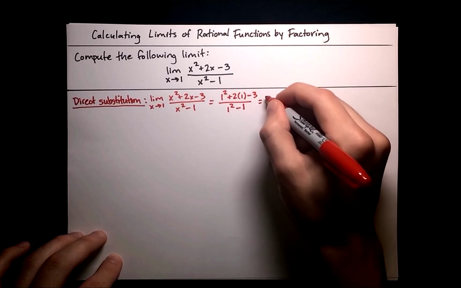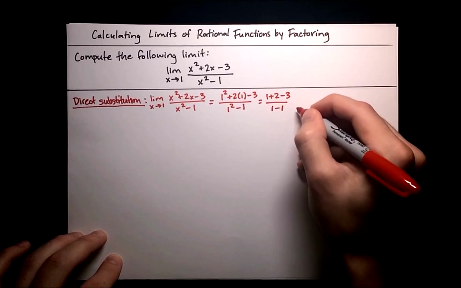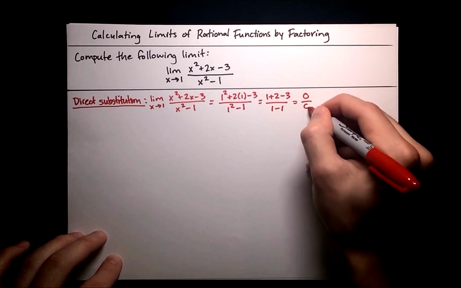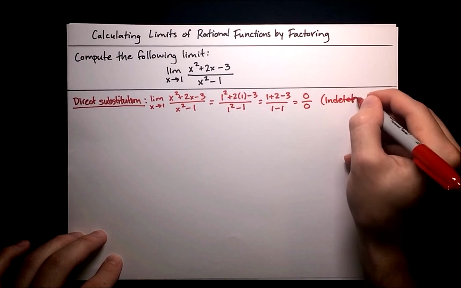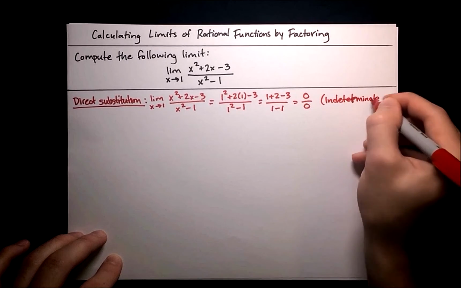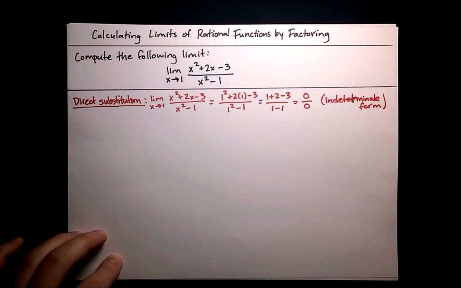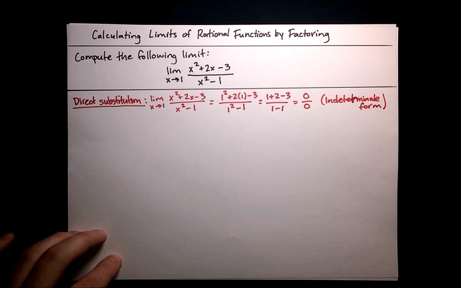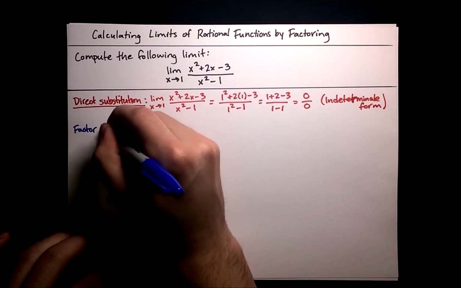Go ahead and simplify that. 1 plus 2 minus 3 over 1 minus 1, which is just 0 over 0. So again, we have indeterminate form, and we need to figure out some way to simplify the limit so that we can actually see what the value is. The indeterminate form doesn't make it clear to us. So why don't we go ahead and apply the same strategy of factoring and then simplifying.